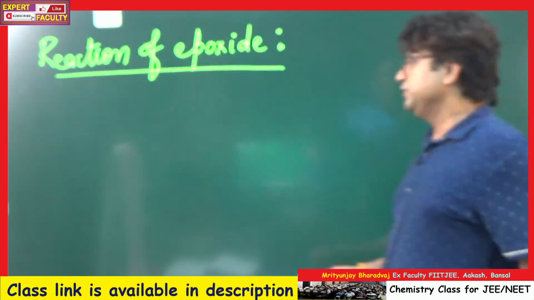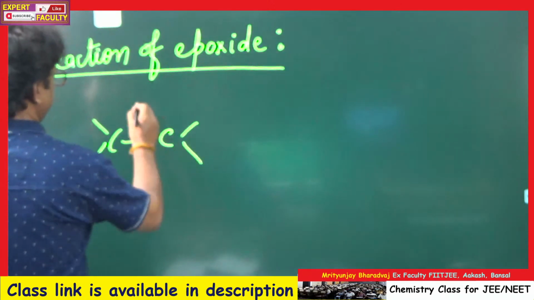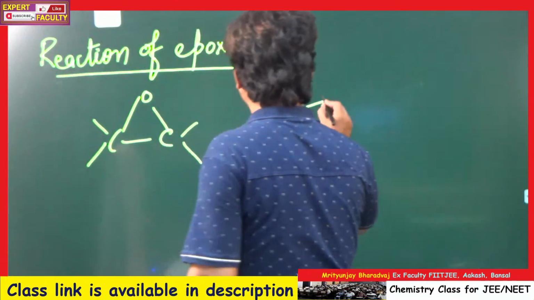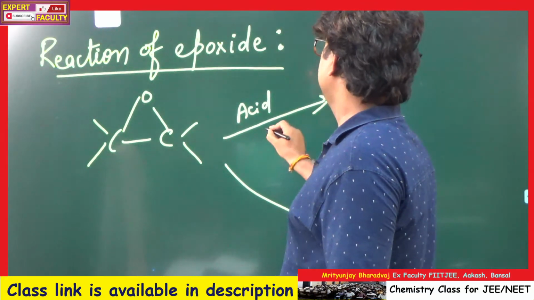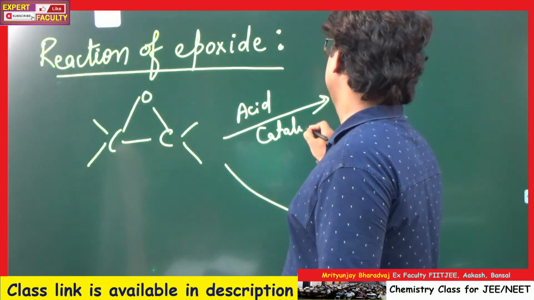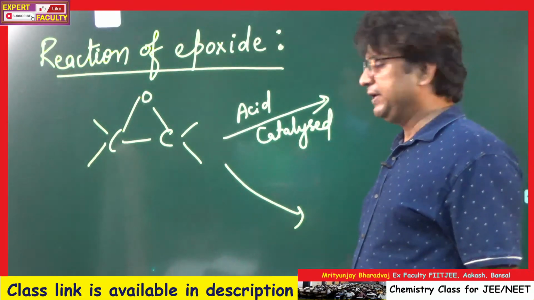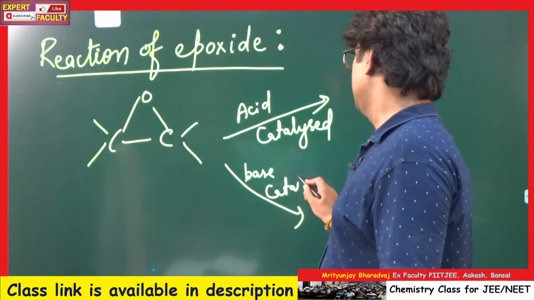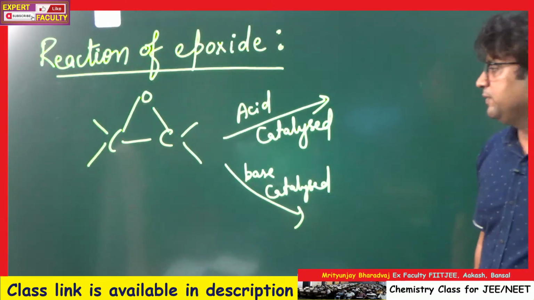So as we know, the epoxide is a 3-member ring with 2 carbons and 1 oxygen. So epoxide can go for 2 types of reaction: one is acid catalyzed, another is base catalyzed. What will happen?